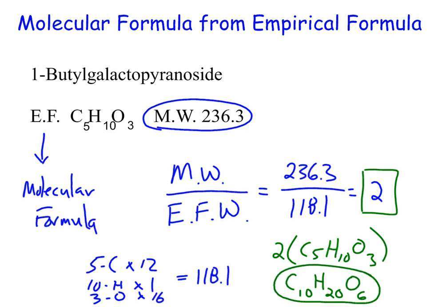So this then would be the molecular formula, which tells us that one molecule of the butyl galactopyranoside would consist of 10 atoms of carbon, 20 atoms of hydrogen, and 6 atoms of oxygen. Further analysis would allow us to come up with the structure for that compound. So that's the next step in analyzing the compound.